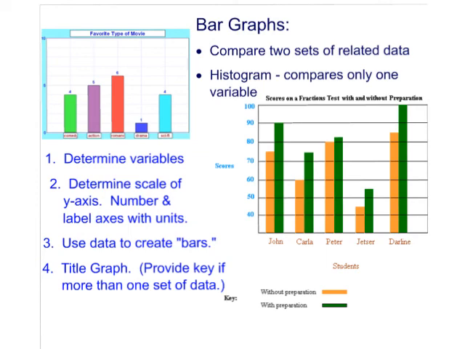You want to determine the scale of the y-axis, and you want to number it. Here they've numbered it. Label both axes with units. They could have said units here as percentages, would have been more descriptive, more complete. And then use the data that you have to create the bars on the graph. You want to title your graph and provide a key. They provided the key, especially because if it's a true bar graph, you're going to have more than one variable and you need the key there.